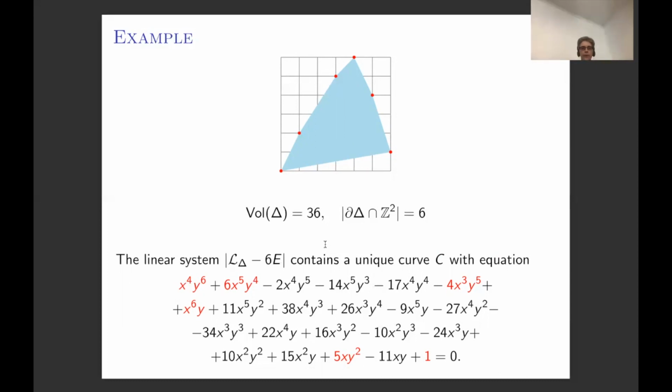And then when we look at the linear system corresponding to the polarization L delta, the sections correspond to monomials in X and Y, corresponding to the lattice points. This linear system contains a unique curve with multiplicity 6 at the identity point. It's a Magma calculation to show that this is its equation. And the terms in red are the ones corresponding to the vertices of this polygon.